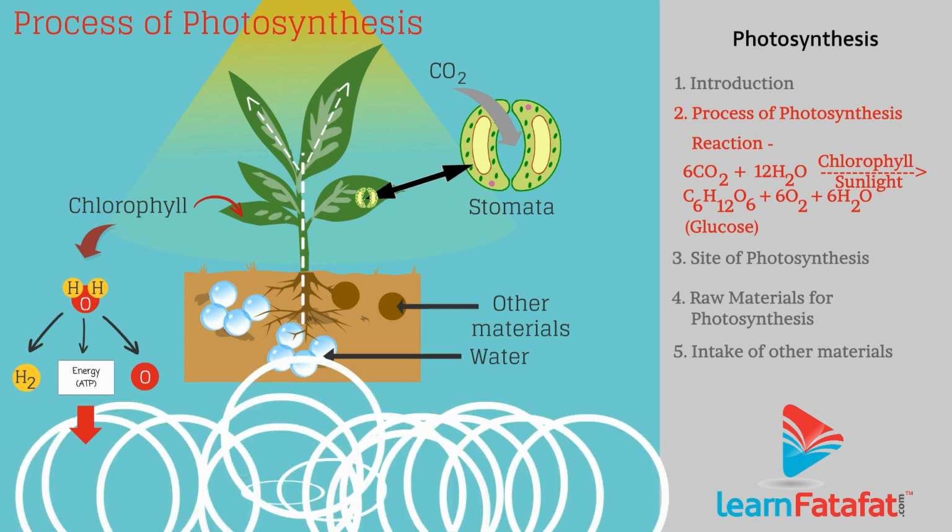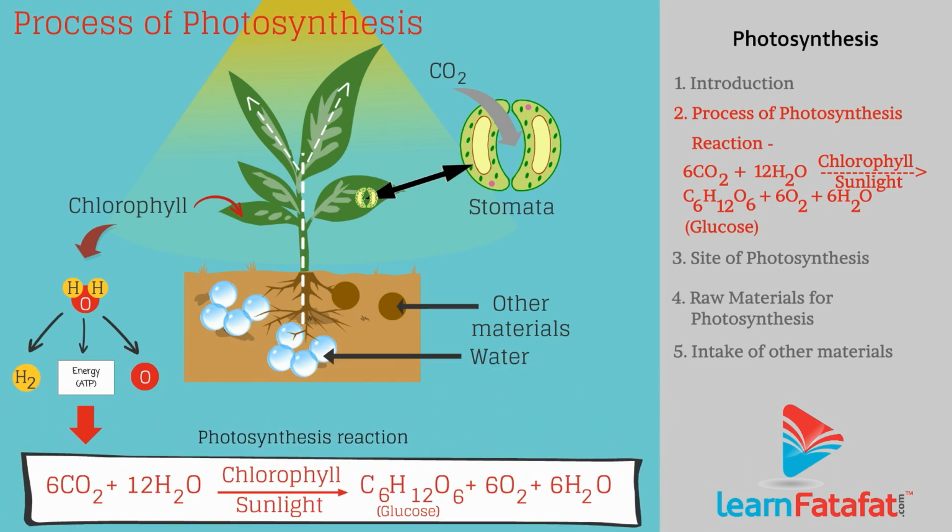Thus, reaction of photosynthesis can be summarized as 6CO2 plus 12H2O gives C6H12O6 plus 6O2 plus 6H2O.